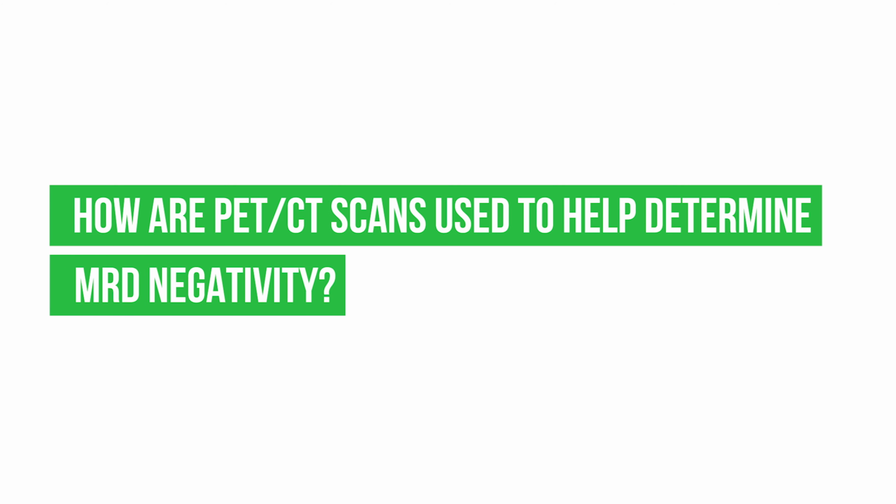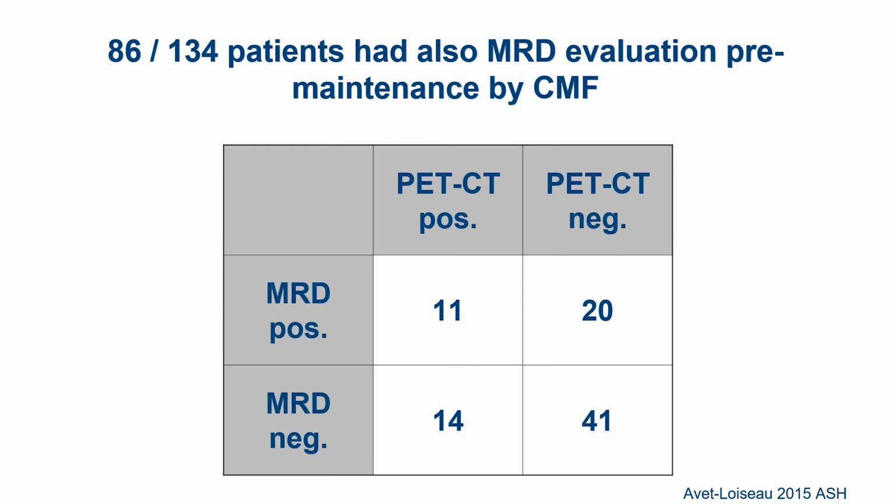How are PET CT scans used to help determine MRD negativity? You have heard a bit about MRD measurement, it's minimal residual disease. You have heard it's very important that this is as low as possible, that the response to treatment should be as good as possible. The problem is when we are negative with our free light chains, negative with the immunofixation, negative in the urine, we still can have some disease in the bone marrow.